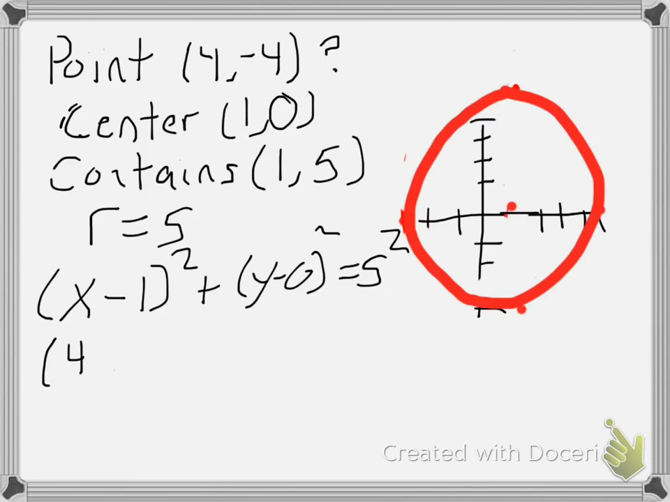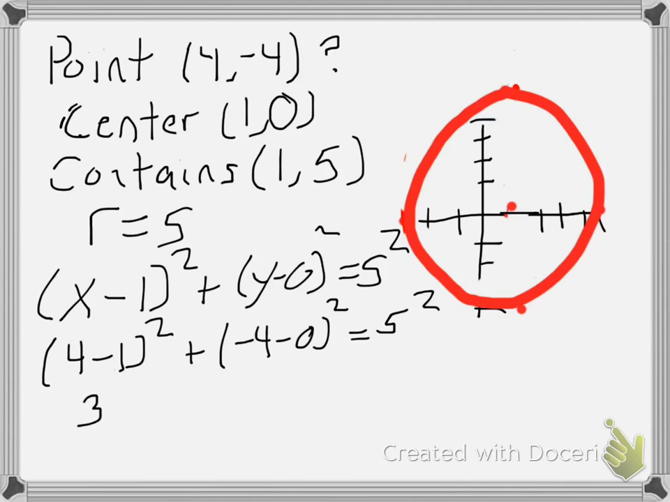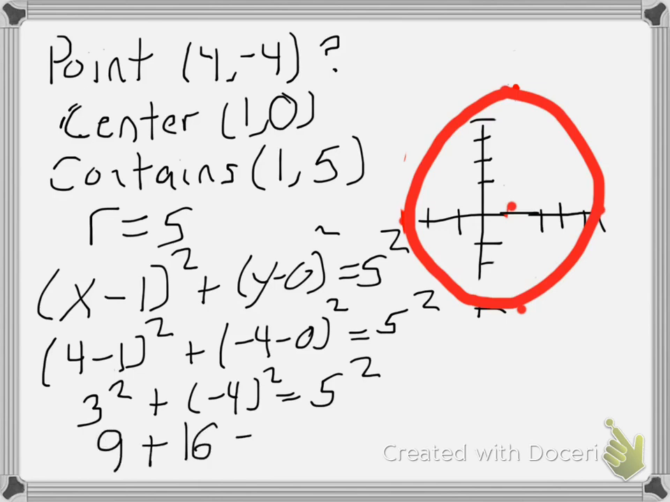So I have 4 minus 1 squared plus -4 minus 0 squared. Does that equal 5 squared? Well, 4 minus 1, that is 3 squared. And -4 minus 0 is -4 squared. Does that equal 5 squared? Well, 3 squared is 9, plus -4 squared is 16, and 5 squared is 25. And if you remember from trig, a 3, 4, 5 triangle, you know that this is true. So 25 does indeed equal 25.